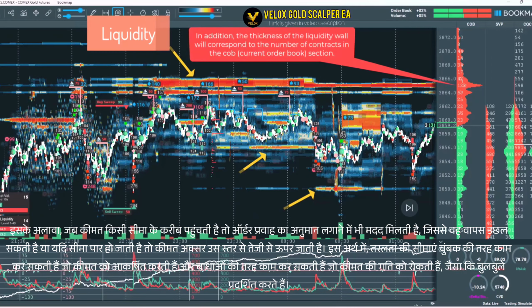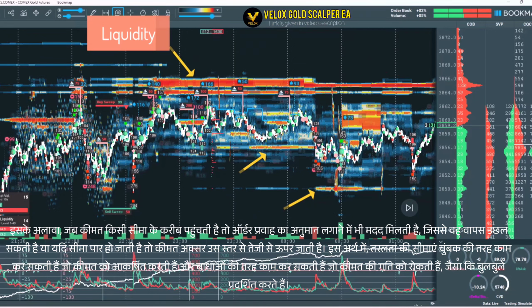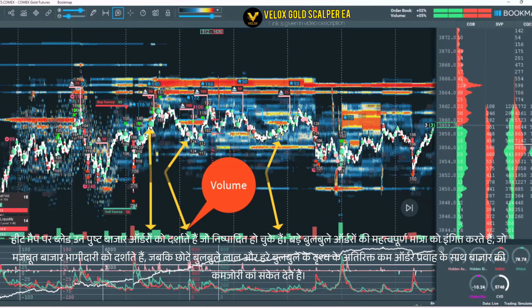Liquidity walls also help anticipate order flow. When price approaches a wall, it may bounce off, or if the wall is absorbed, the price often accelerates strongly through that level. In this sense, liquidity walls can function as both magnets that attract price and barriers that block price movement. The bubbles displayed on the heat map represent confirmed market orders that have been executed.